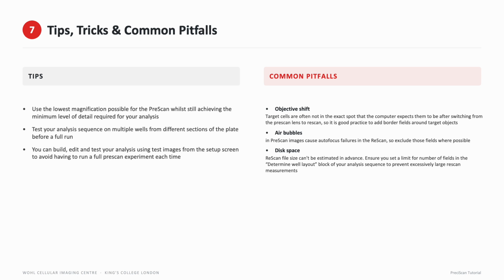And then common things that people get wrong, or common things that I got wrong whilst I was trying to film this tutorial. Objective shift. Target cells are quite often not in the exact same spot that the computer expects them to be after switching from the pre-scan lens to the rescan if they're not perfectly calibrated together. So it's a good idea to add border fields around target objects. I mean, you saw in this tutorial, it was actually pretty spot on, but I was using a water lens and a water lens, so that helps.